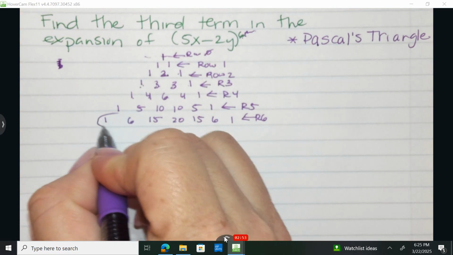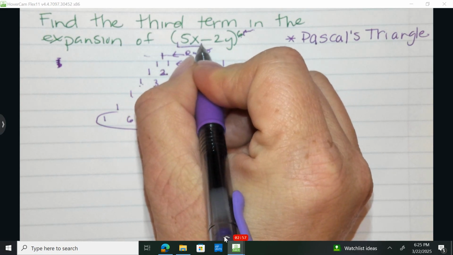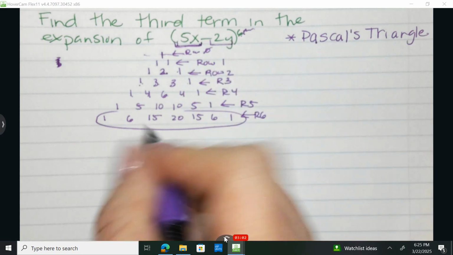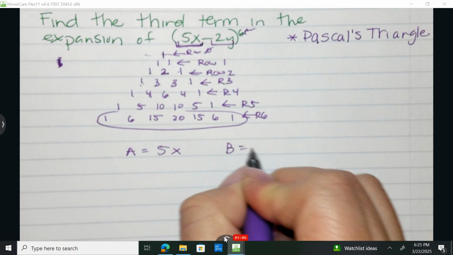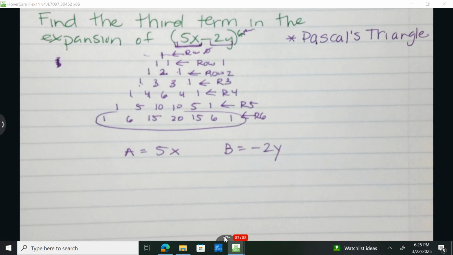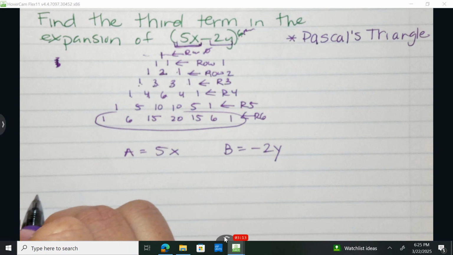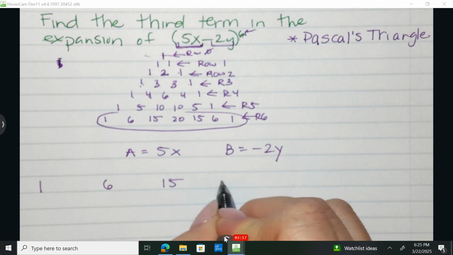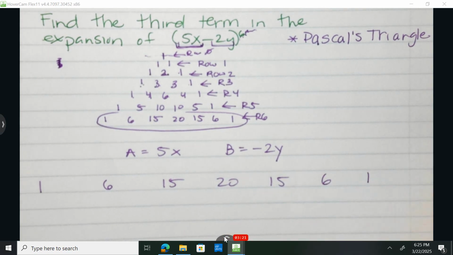So this is what I have, and this is going to be what I call my first one, and this is going to be what I call my second. So I have A, I'm going to call 5x, and B, I'm going to refer to as negative 2y. So notice that we need to go out to 6. So I'm going to start here, and I have 1, I'm leaving a space, 6, 15, 20, 15, 6, and 1. Those are your coefficients.